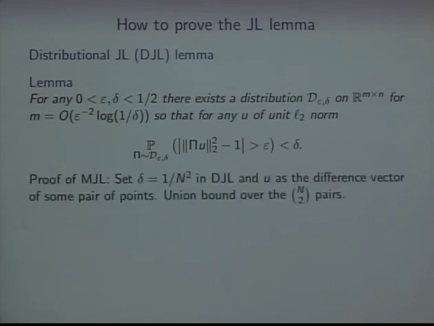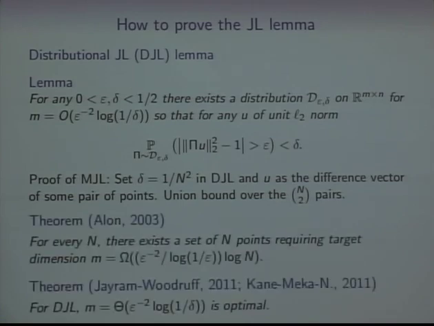And how do you prove the metric JL based on this distributional JL? Well, you set delta to be 1 over the number of points squared, and you union bound over all the difference vectors. Okay? So that gets you the bounds that I said on the last slide. And in fact, these bounds are near tight in metric JL and tight up to a constant factor for distributional JL. Okay? So what do we do with metric JL?